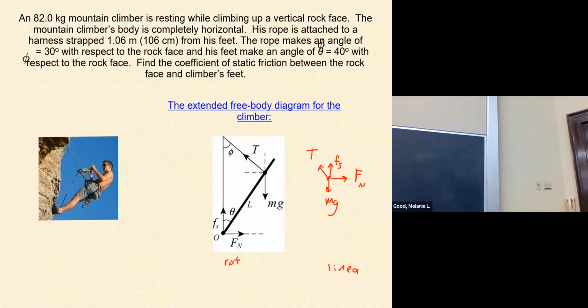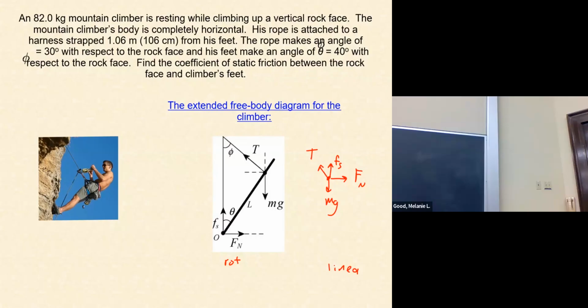So I've defined my origin here to eliminate the unknown normal force. How have I eliminated that? Well, if that's my axis of rotation, then my lever arm for the normal force is 0. Okay? And so the torque being exerted there is also 0. Normal force times 0 equals 0. So I've defined my rotational axis there.